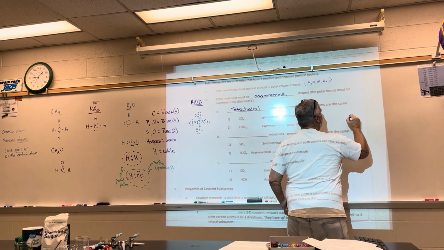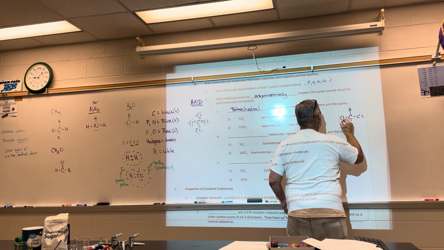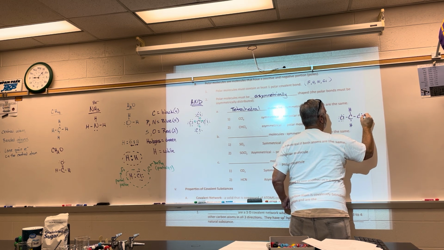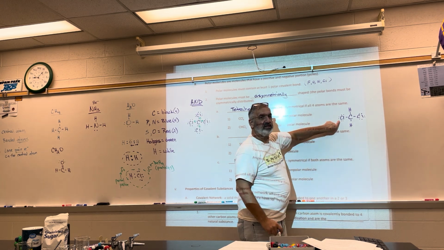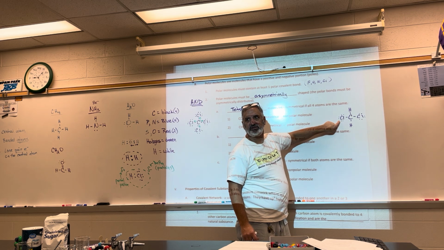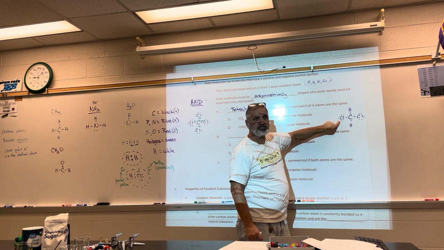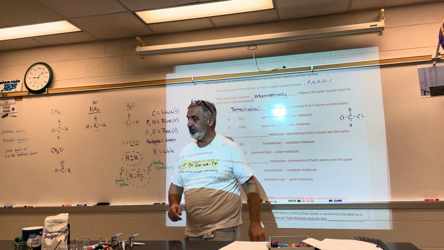Now, don't be confused. If I did a molecule like this, my Lewis dot structure looks like this. That looks pretty symmetrical, doesn't it? Do not trust your Lewis dot structure shape. Okay? Because you're looking at something in two dimensions that's existing in three dimensions.